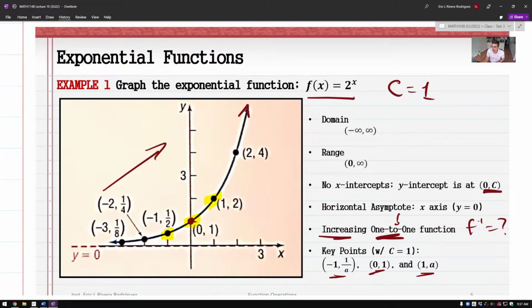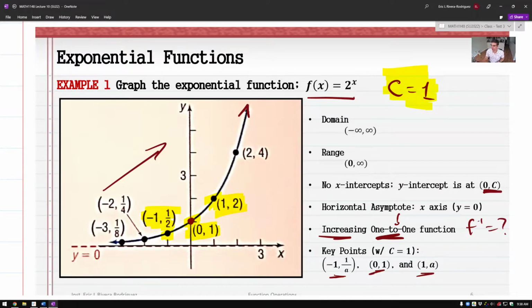So with x being -1, the value of the base is 2, so it will be 1 over 2. So that is this point here. The y-intercept, the initial value, when x is equal to 0, the value of the function is just 1. So that is the second key point, and then the third key point is when we use 1 as the input, then the value of the function is just going to be the base, since x is equal to 1.